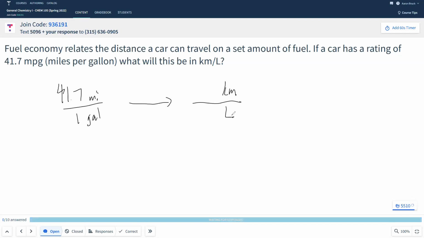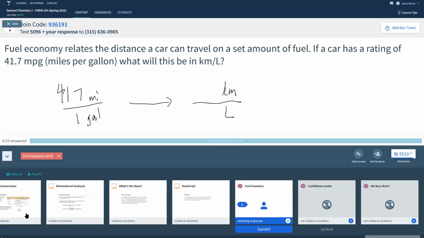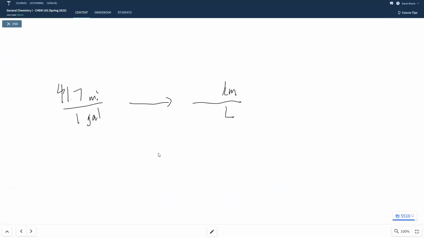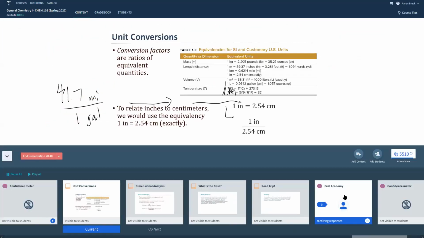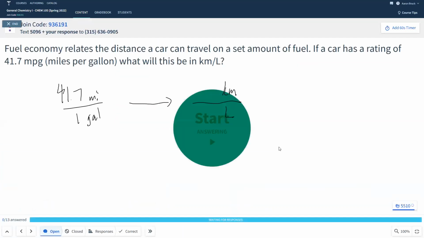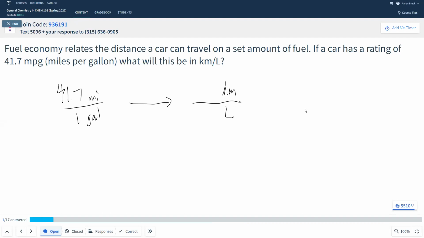If you have your book handy, you can go ahead and find the conversion table that you're going to need. It is table 1.3 in your textbook. Otherwise, in particular, you need to know a couple of those relationships.